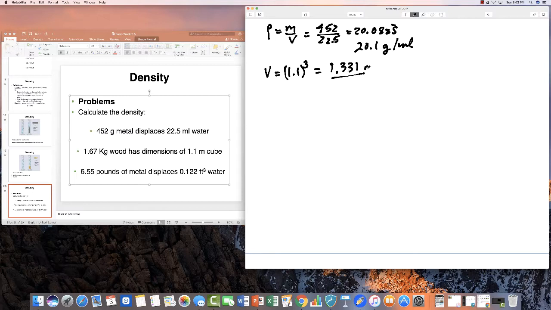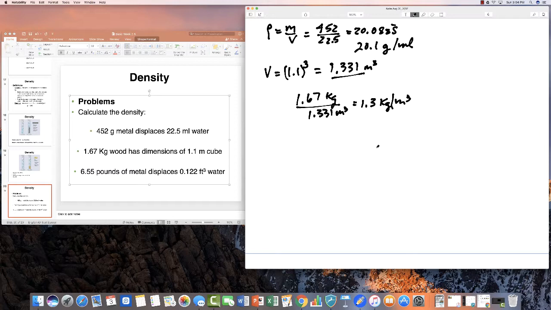So this is cubic meters, and so you have 1.67 kilograms. That's the mass divided by 1.331 meters cubed. And if you want this, you can say this is 1.67 divided by 1.331. So this is going to be, now this is two significant digits. So the answer here is 1.3 kilograms per meter cubed.